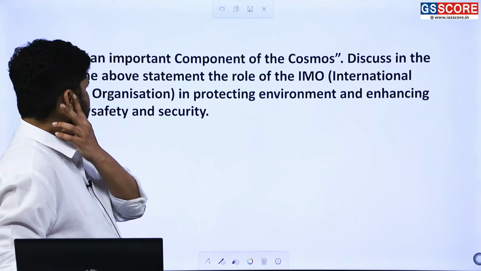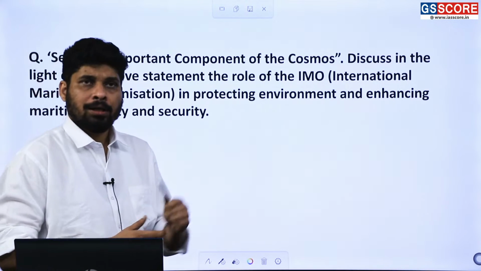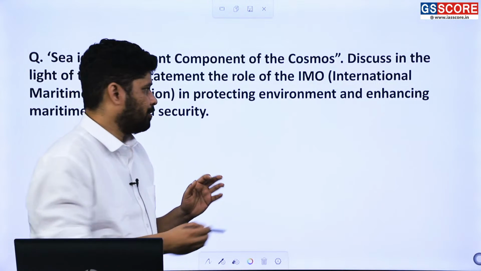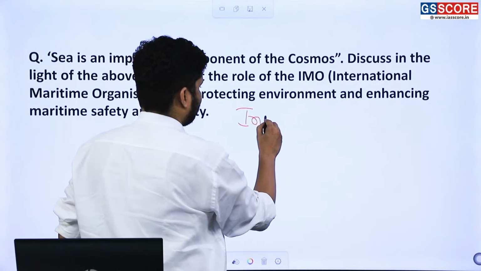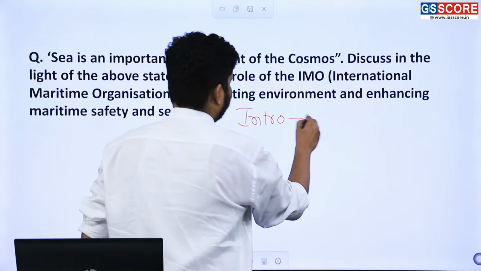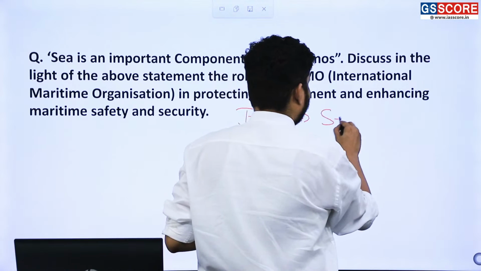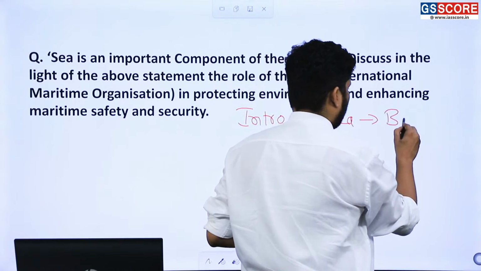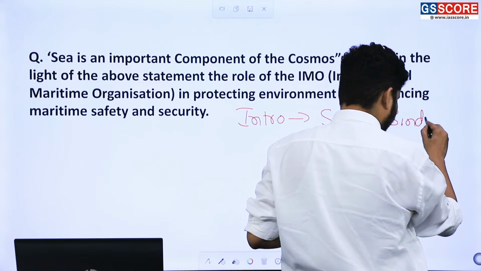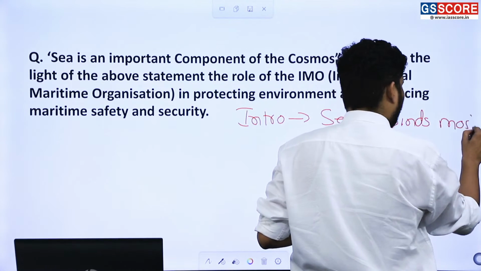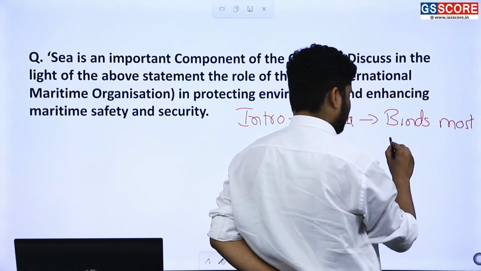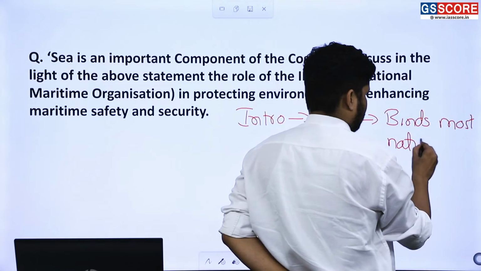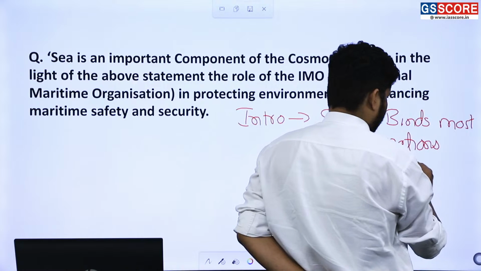Okay, introduction. What will be in the introduction? You have to mention how sea is something that binds all nations together. Binds most nations, या all भी लिखेगा तो चलेगा. Most nations together.